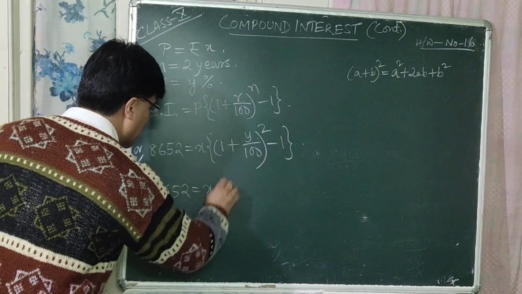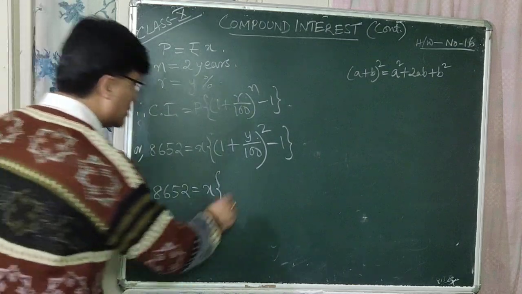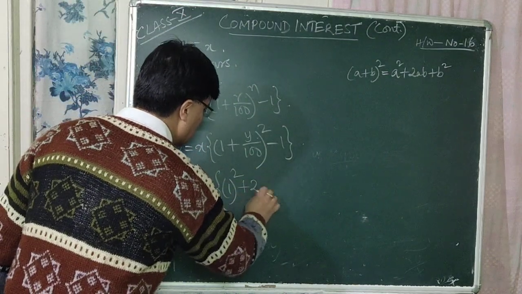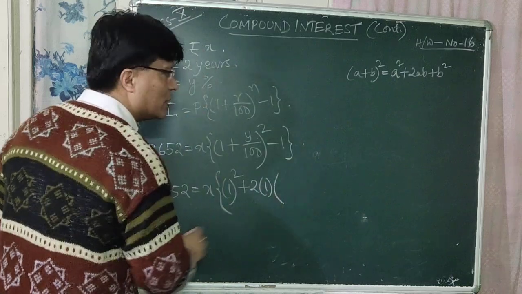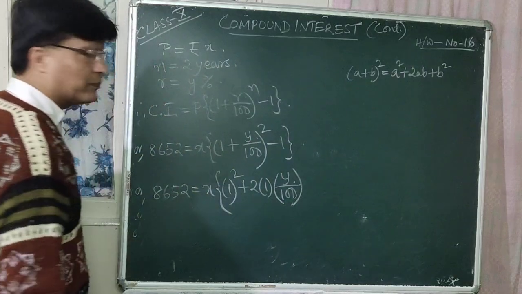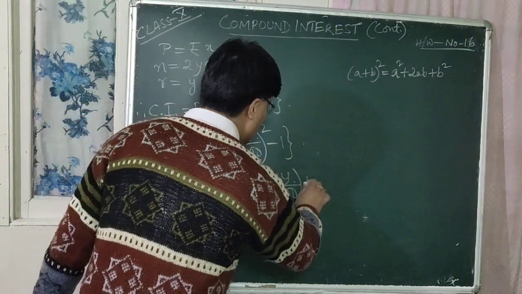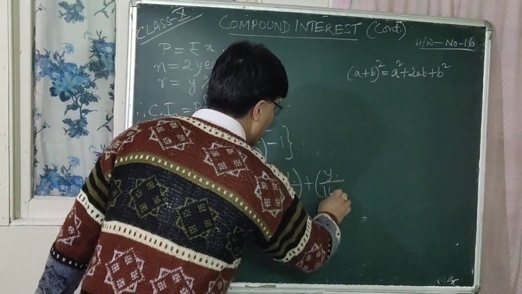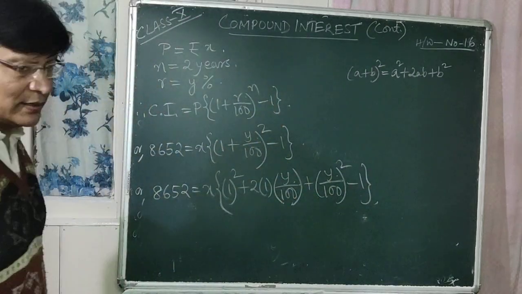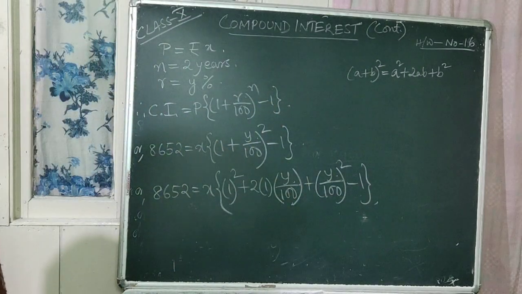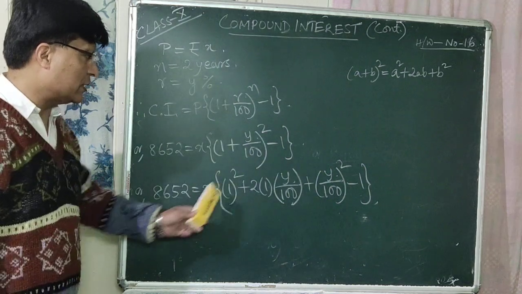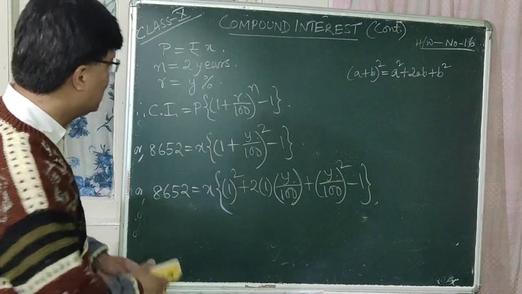So 8652 is equal to x within second bracket. What is a whole square? It is 1 whole square. Plus 2 into what is a? 1. What is b? Y upon 100. We are using that formula. Plus what is b whole square? Y upon 100 whole square. Then write down minus 1. Is it clear to all of you? So we have got this simplification.